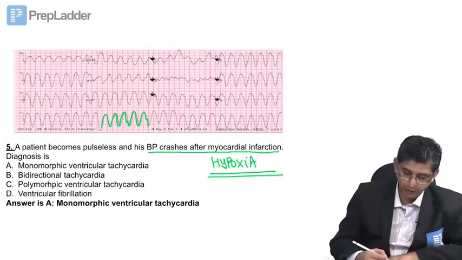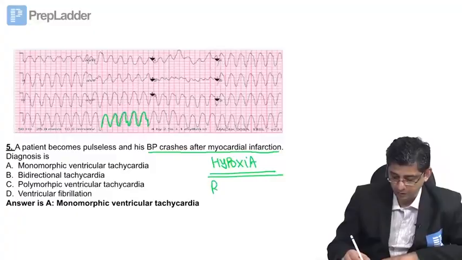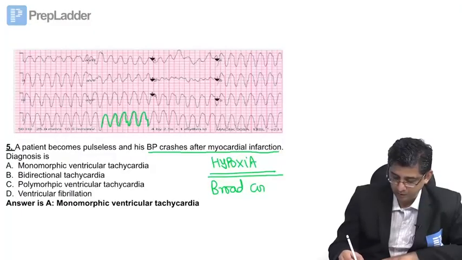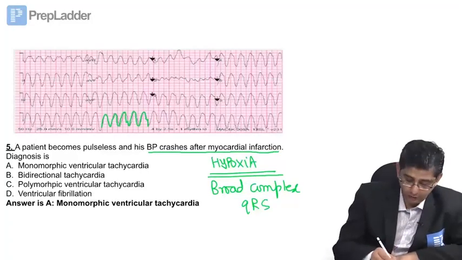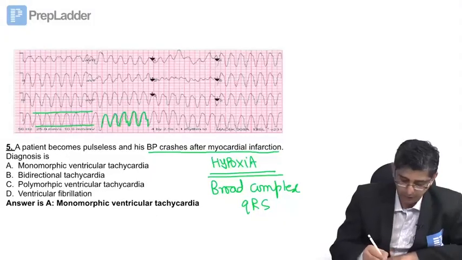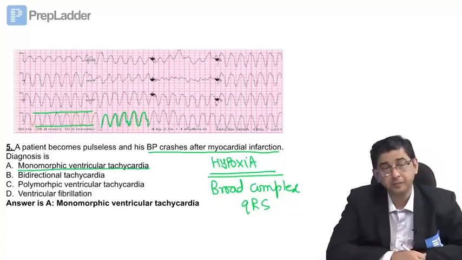Because you can see the broad complex QRS in the patient, this broad complex QRS is diagnostic of the fact that the patient is having ventricular tachycardia. Also, you are noticing that these broad complex QRS are of almost equal amplitude. So because it is equal amplitude, the diagnosis will be monomorphic ventricular tachycardia in the patient.